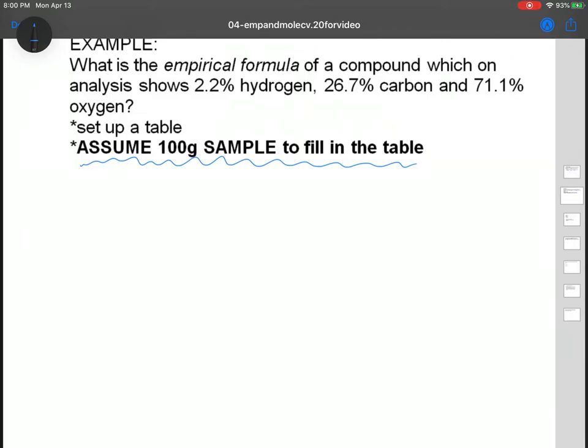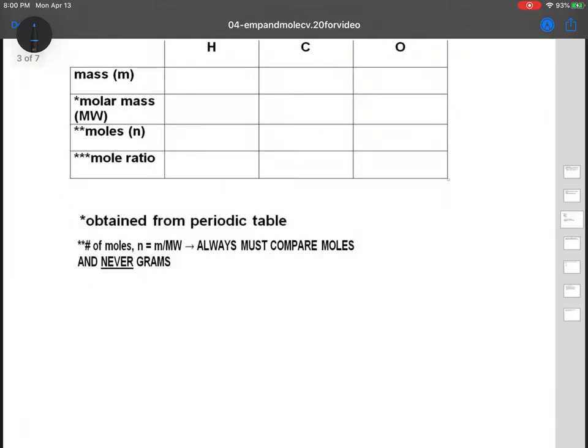And why does this work? Again, when we did the lesson on percent composition, whatever this compound is, it always is going to have 2.2% hydrogen, 26.7% carbon, and 71.1% oxygen. Whether you have 50 grams or 100 grams, it doesn't matter. That's the whole value of percent composition and the value of comparing moles, all based on Avogadro's number.